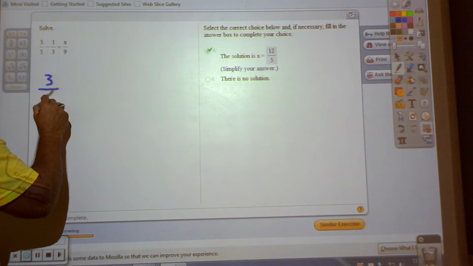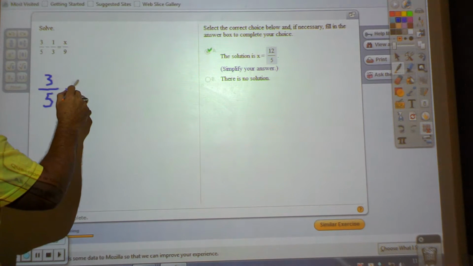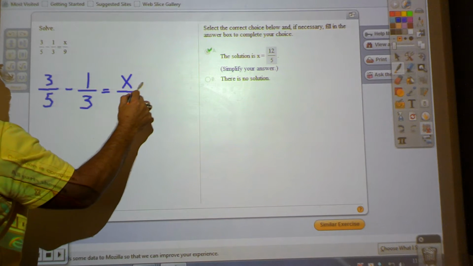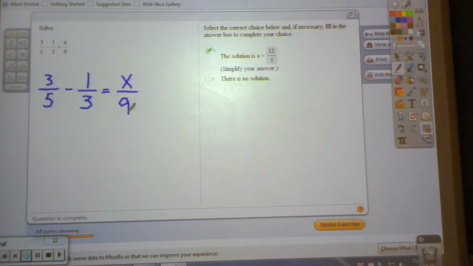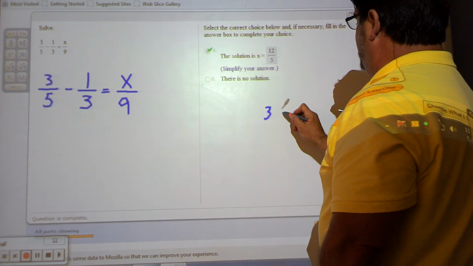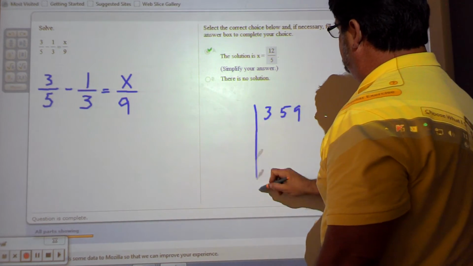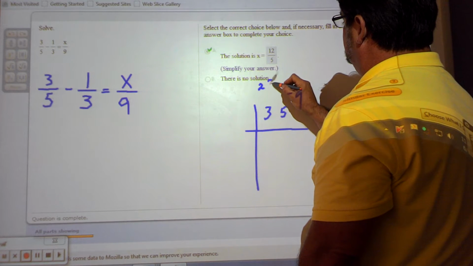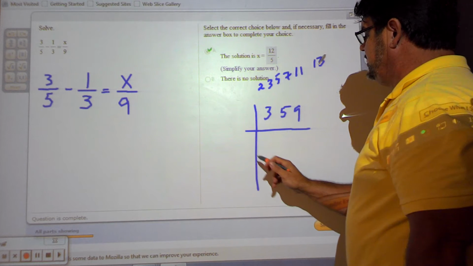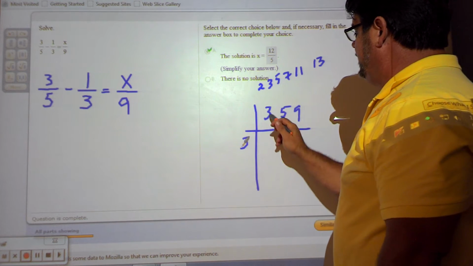This is when you do that handy dandy table. Three, 5, 9. 2, 3, 5, 7, 11, sometimes 13. I'm gonna start with 3. Give me a 1.